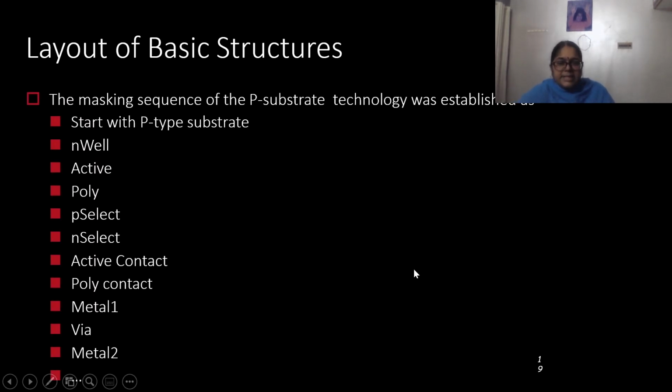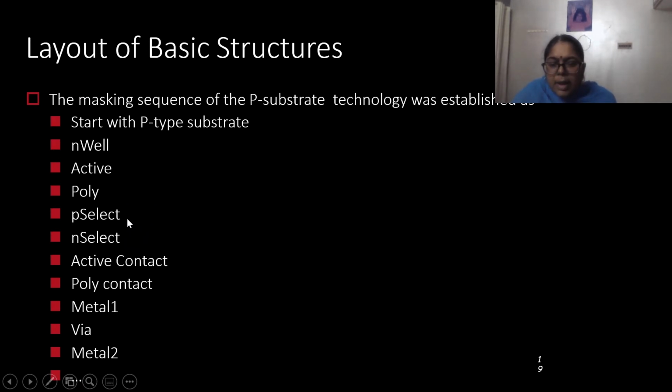The basic structures of the layer consist of the masking sequence of P substrate technology. This is the step. First start with a P-type substrate. The N-well has to be formed. In the active region, that is inside the N-well, PMOS transistors need to be formed. So for a PMOS transistor, P diffusion layers have to be diffused. So that is the active layers. Next, polysilicon has to be deposited.